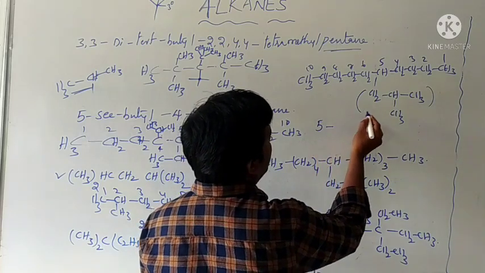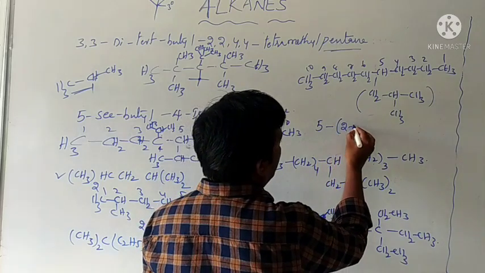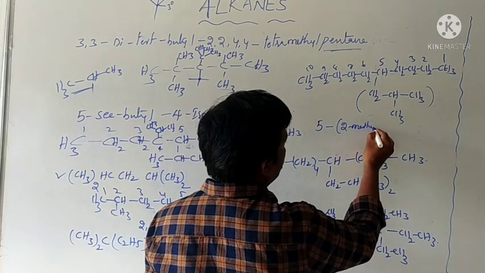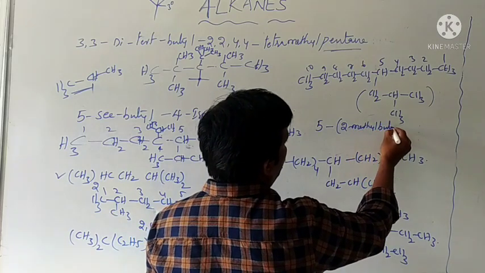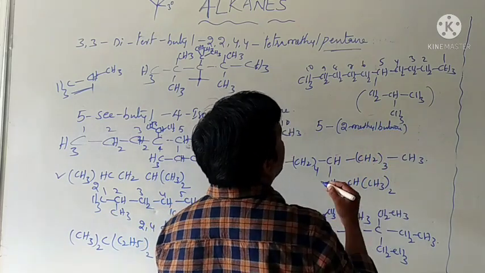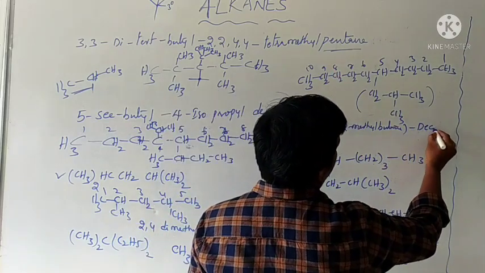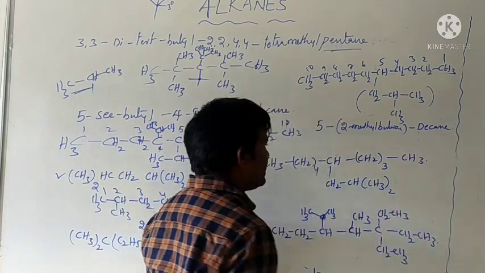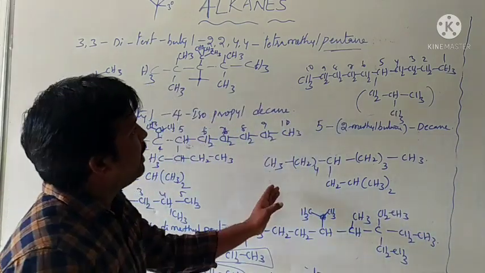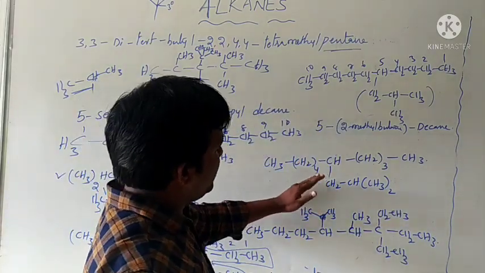5, 2-methyl butane. Total, that is 10 carbons are present, decane. 10 carbons are present, that is decane. Okay, that is the full form of this compound.